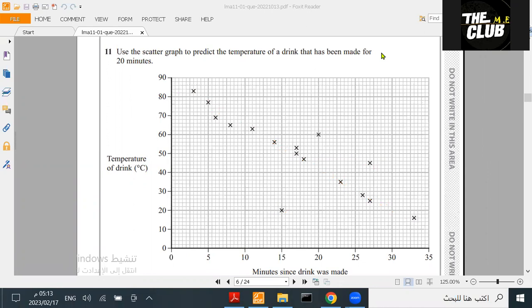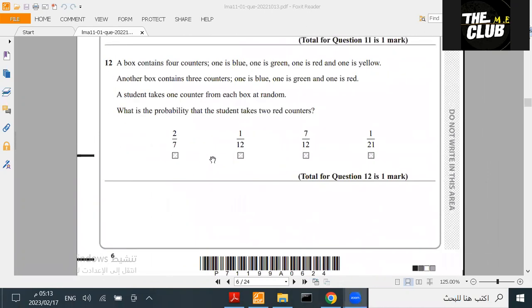Let's move on to the next question. Question 12. A box contains 4 counters. One is blue, one is green, one is red, and one is yellow. Another box contains 3 counters. One is blue, one is green, and one is red. A student takes 1 counter from each box at random. What's the probability that the student takes 2 red counters?